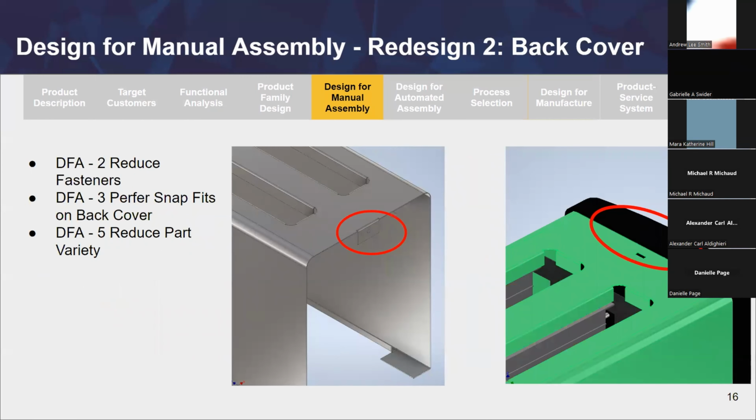For the back cover, we decided to make it a snap fit instead of a screw. This reduced fasteners and reduced part variety, and now for the top cover, we can get rid of the little tab that's circled, and you can see where the snap fit is fitting on the right picture.